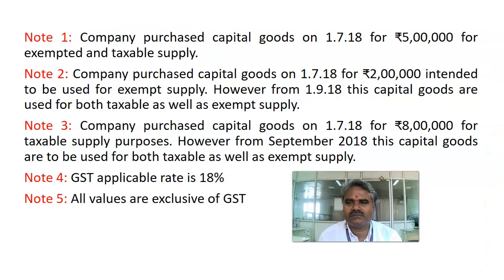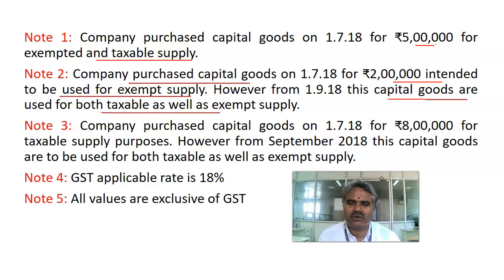This is a problem. Note number 1. Company purchased capital goods on 1/1/18 for 5 lakh for exempted and taxable supply both. So when you buy for both exempted and taxable usage, apportioned credit is applicable. Company purchased capital goods on 1/7/18 for 2 lakh intended to be used for exempt supply only. However, from 1/9/19 these capital goods are used for both. Okay, no problem.